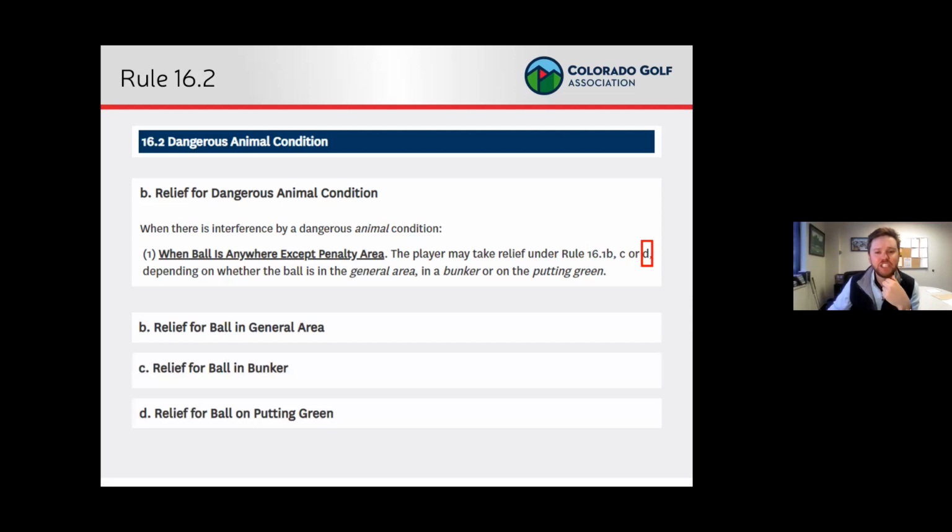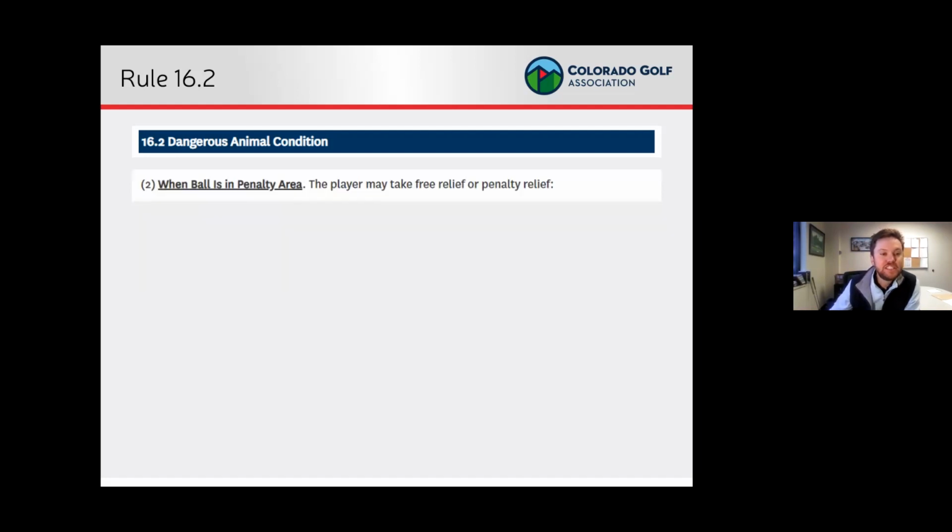So essentially the way to look at it, and the way to simplify this, and this really helped me to think about it when not applying this, but just knowing this rule, is treat the dangerous animal as a giant area of mandatory GUR, right? Where can you get out and drop it where there isn't interference, where you feel safe from the dangerous animal condition, right? And then 16.2, when the ball is in the penalty area.